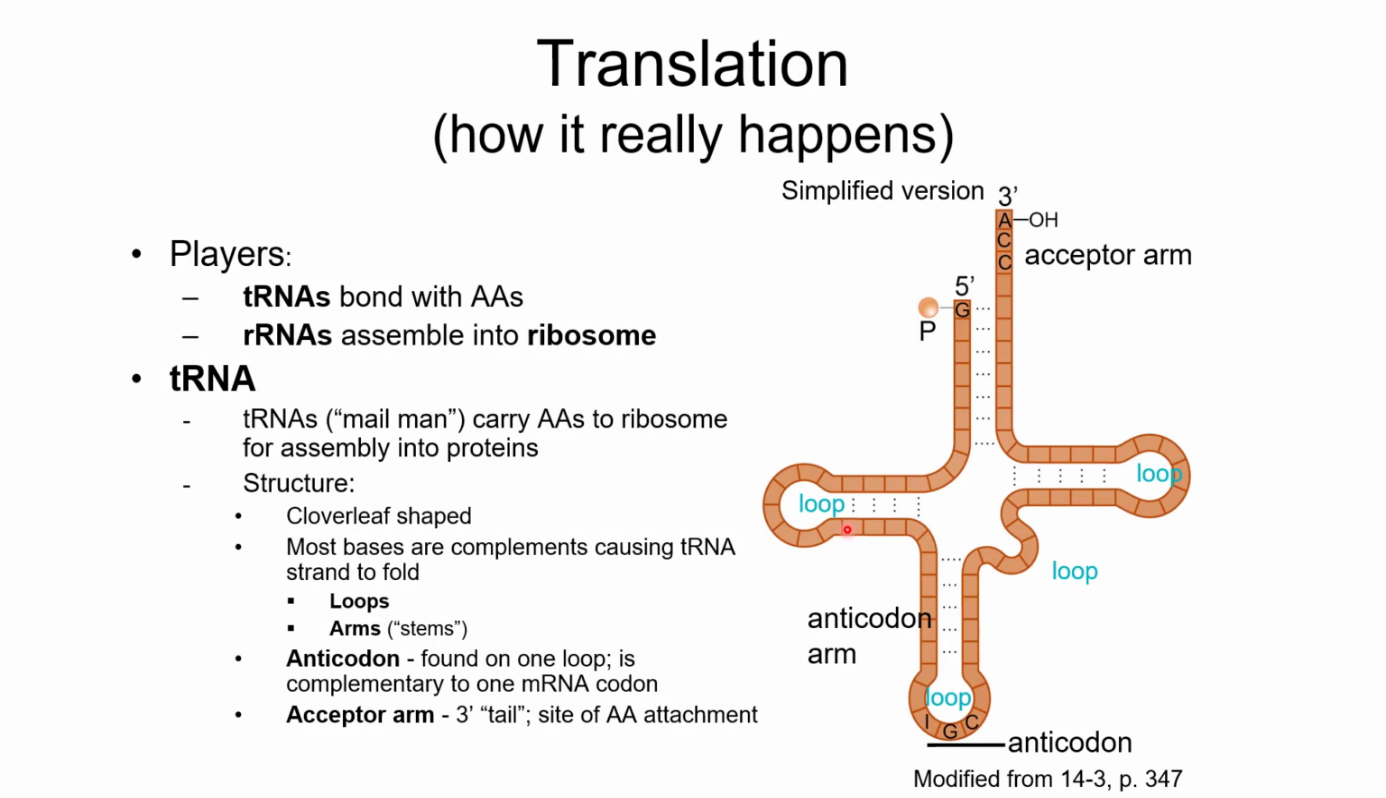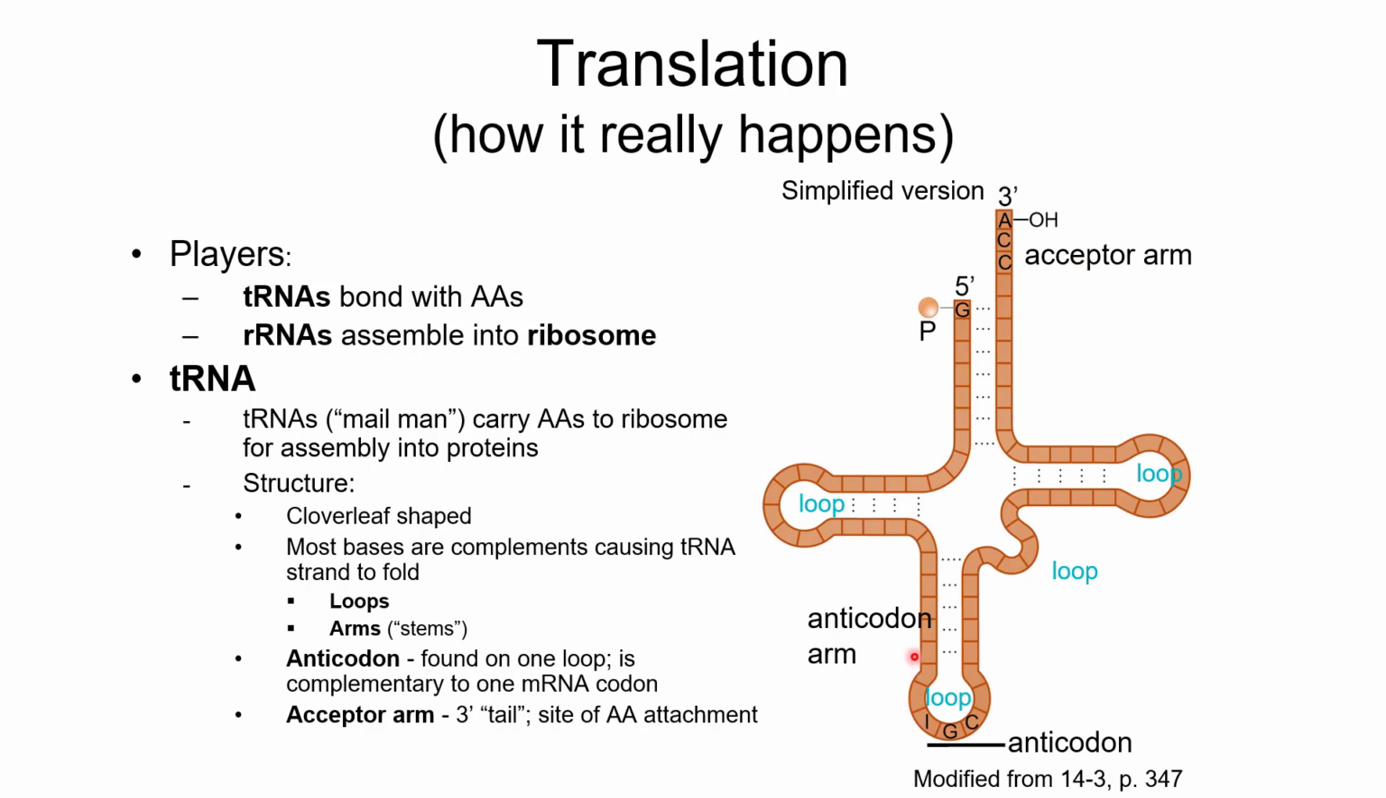So our two accessory players besides the mRNA are going to be our transfer RNAs, which bring the amino acids, and our rRNAs, or our ribosomes. This right here is a transfer RNA. Okay, it's a simplified version drawn in a 2D format. We call this a clover leaf. And there's a few things you'll see. Okay, on the 3' end, we have what's known as the acceptor arm. This is where the amino acid will attach to the tRNA.